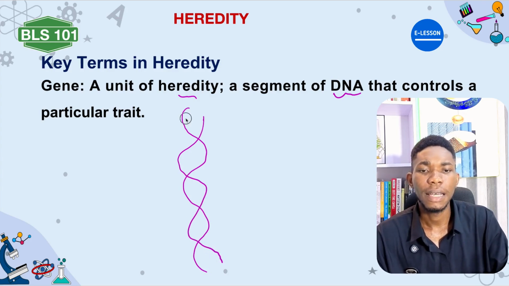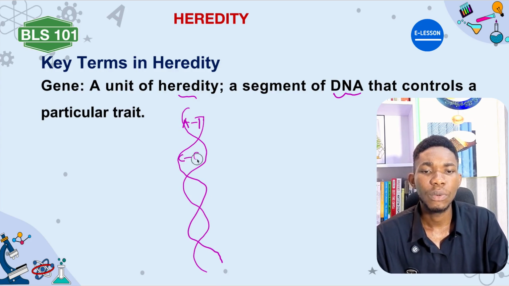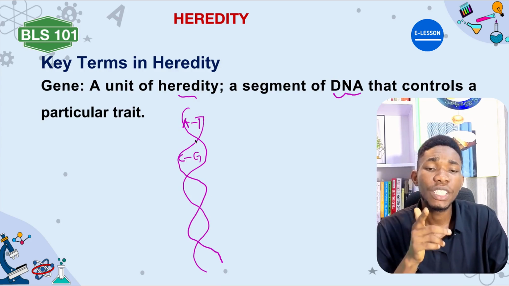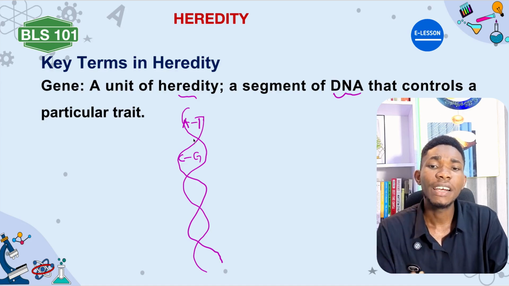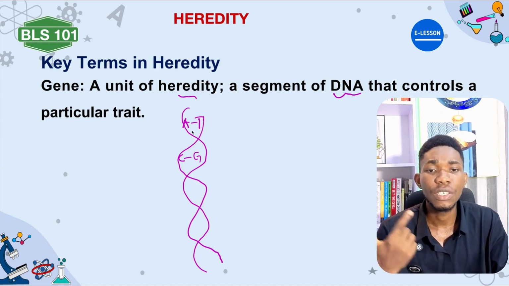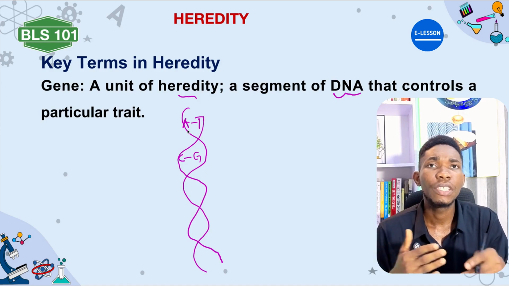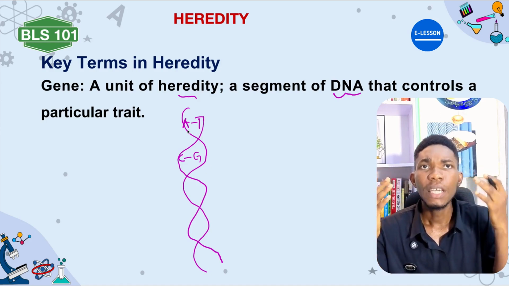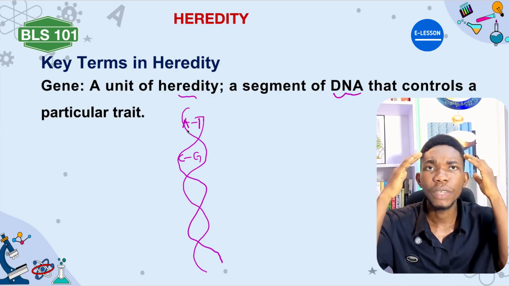Right at the helix. And then we say adenine must bind with what? Thymine. Cytosine must bind with what? Guanine. A segment of the DNA that actually regulates a particular trait is called a gene. So it may be the trait for brown eyes.